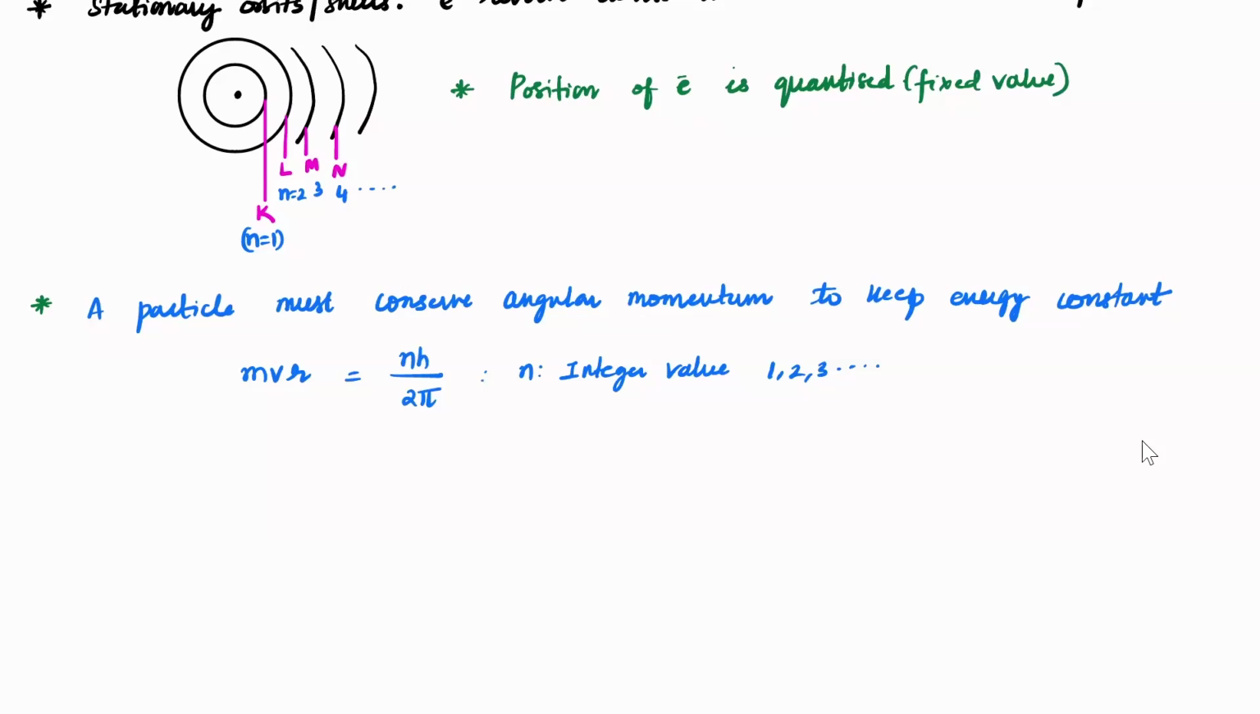Got it? Again, we don't have to get into the proof of how he got it. We just need to remember the formula that mvr is always equal to nh by 2 pi, where n is an integral value that is multiplied as per the orbit number. If the electron is present in the fourth orbit, it will be 4h by 2 pi. If it is present in the first orbit, it is simply h by 2 pi, and so on. That's how it is quantized.